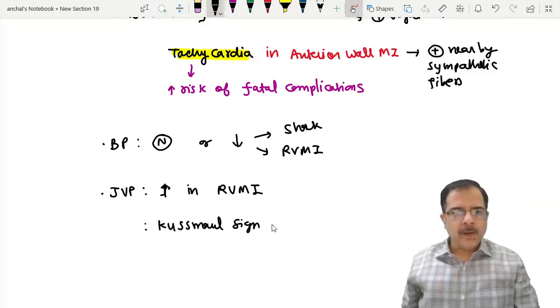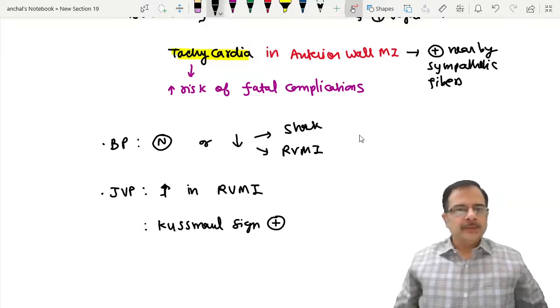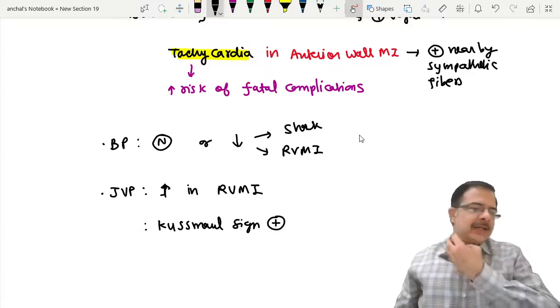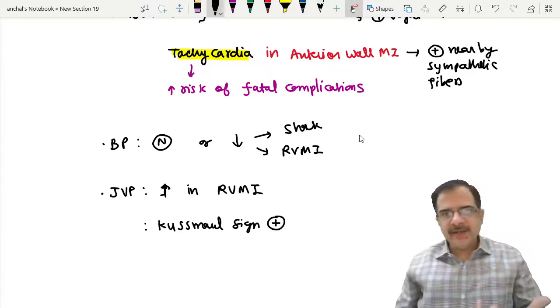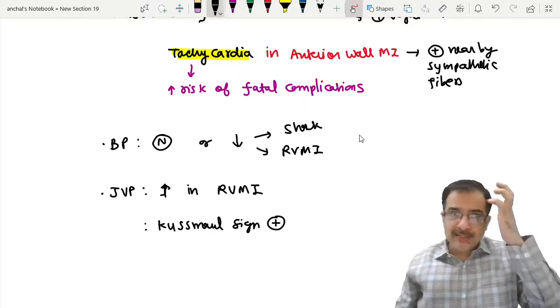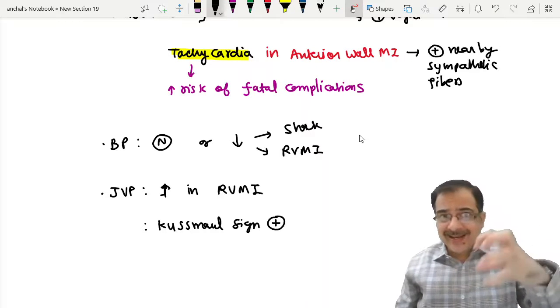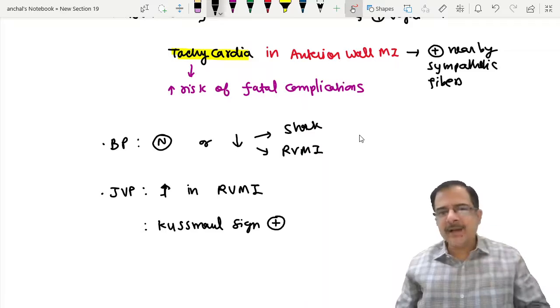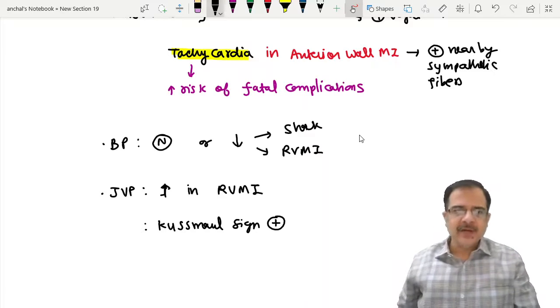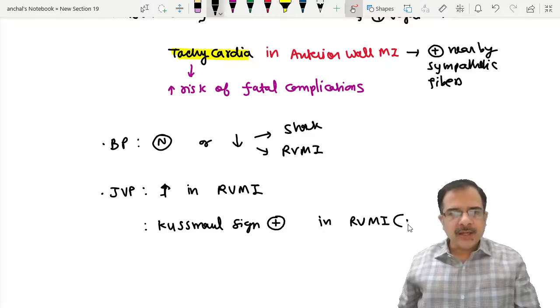Kussmaul sign positive. Kussmaul sign is basically a raised JVP during the inspiratory phase, and the cause for that is decreased right atrial compliance. Right atrial compliance is decreased in right ventricle failure. So again, if Kussmaul sign is positive, that is also suggestive of a right ventricle MI causing right ventricle failure.